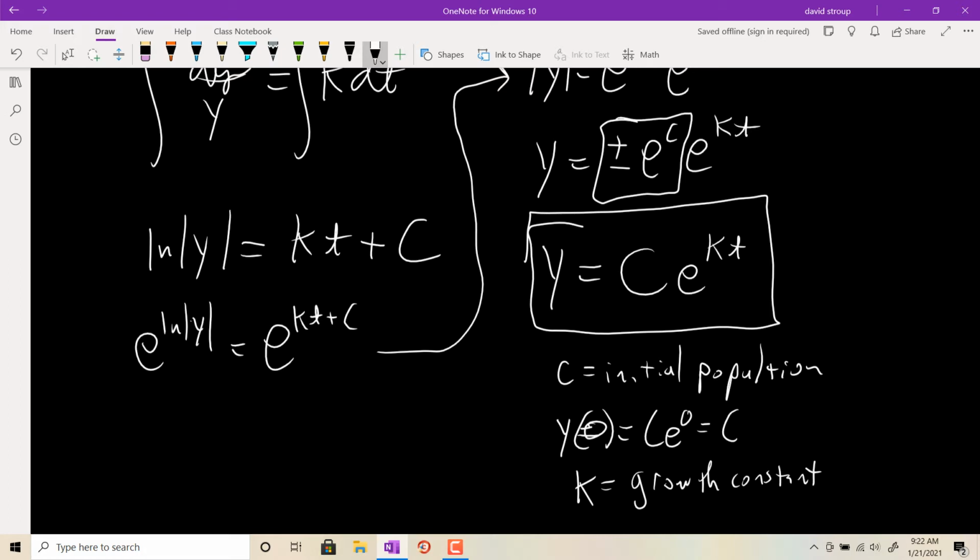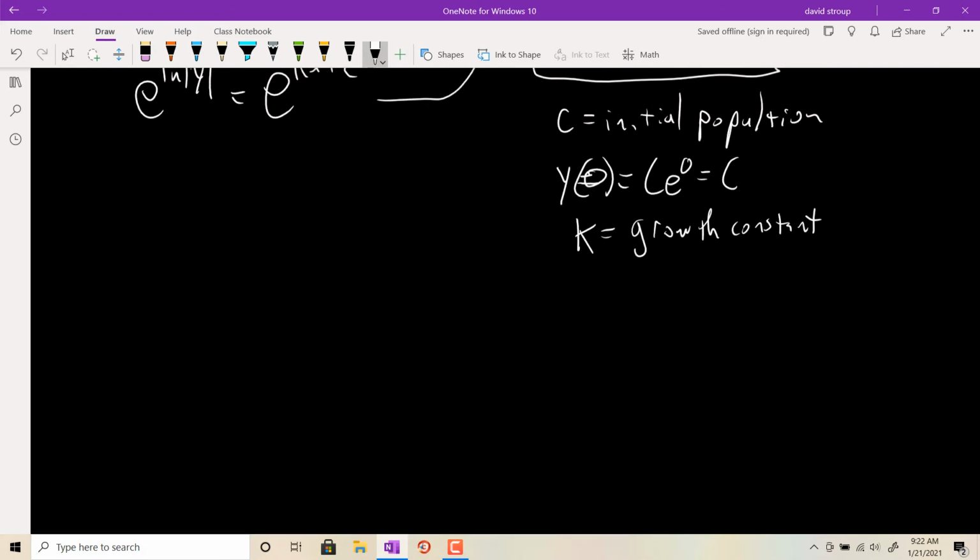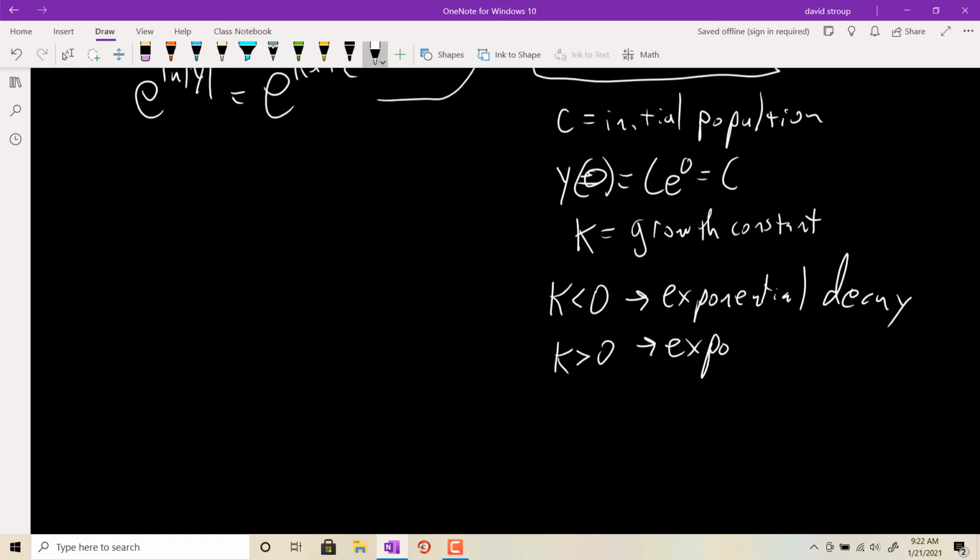And if k is negative, that just means the growth is going downwards. So you have exponential decay. So k less than 0, you get exponential decay. If k is greater than 0, then you'll get exponential growth.